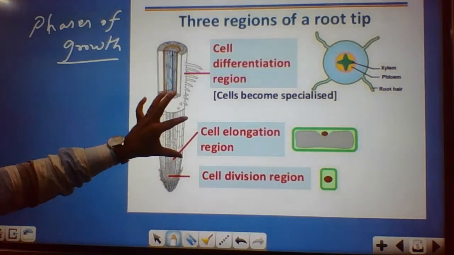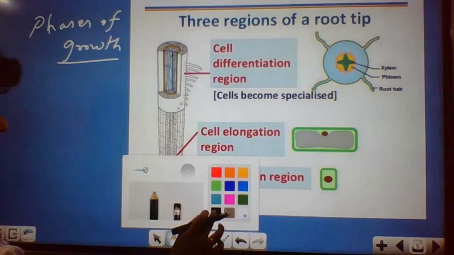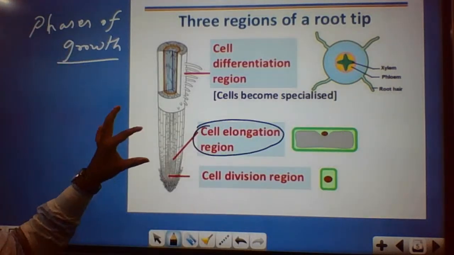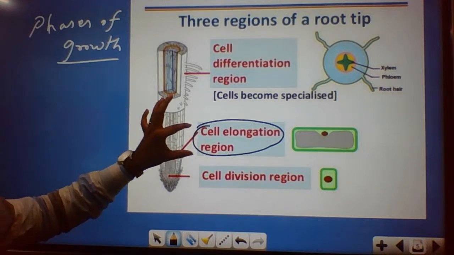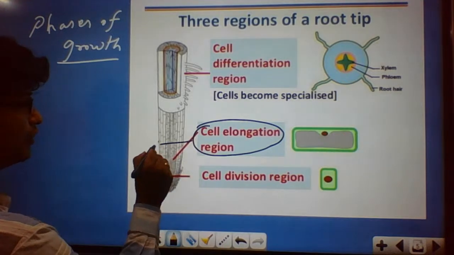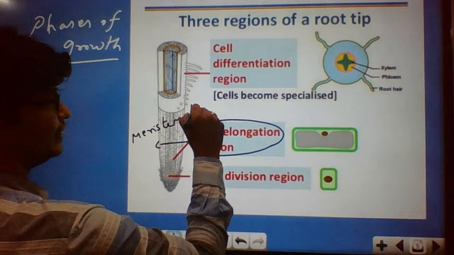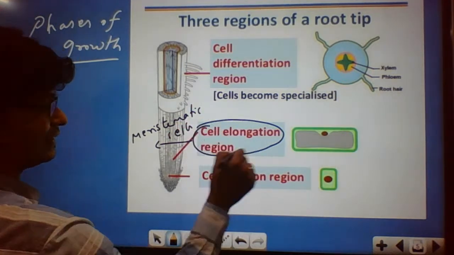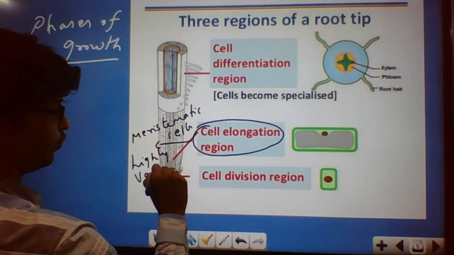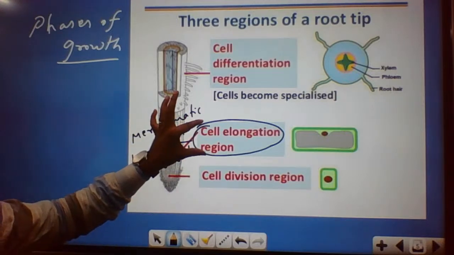Coming to the elongation part, what are the things that take place in the elongation region? Coming to this part, cell elongation. What are the main things that take place in the cell elongation region? Usually the meristematic cells are involved in this way. Here you could see the meristematic cells, and these elongation regions are highly vacuolated. The cells are highly vacuolated. I'm talking about the features of the cell elongation region.